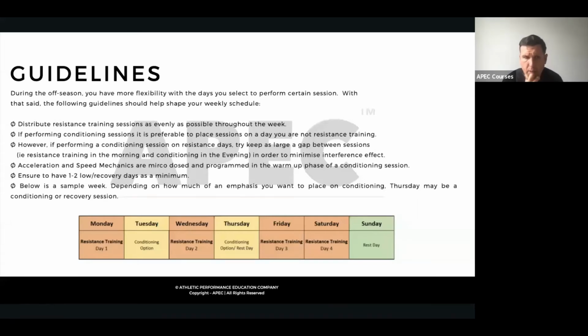So on Monday, we had a resistance training day. On Tuesday, we had a conditioning day where they came in and did some light conditioning work. On Wednesday, we had another resistance training day. On Thursday, we had a conditioning day again. This was optional for the athletes at the time. Friday and Saturday, we had 2 more resistance training days. And then regardless of what they wanted to do, we made them take a day off on the Sunday.